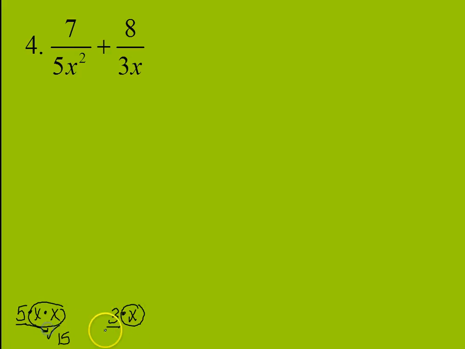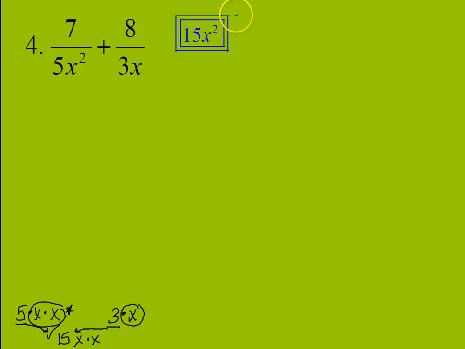The 5 and the 3 have to go up to become 15. So I have 2 x's and 1 x. So when I'm talking about common, I'm going to have 2 x's. This one isn't going to have to change, but on this side, I'm going to have to add that second x to it. Okay, so this is how we're going to have to manipulate. So our common denominator is 15x squared.